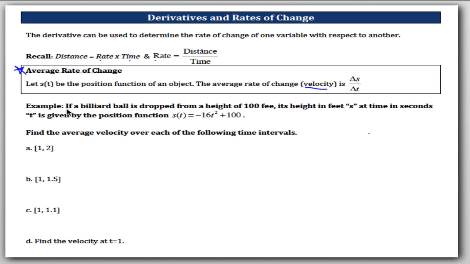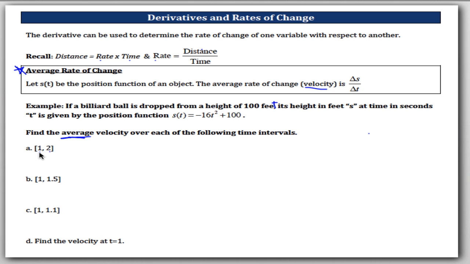All right, so an example. If a billiard ball is dropped from a height of 100 feet, its height in feet s at time in seconds t is given by the position function s of t equals -16t squared plus 100. So this tells us how high the billiard ball is at a specific time t. Now we want to find the average velocity over each of the following time intervals. So this goes from time equals 1 second to time equals 2 seconds.